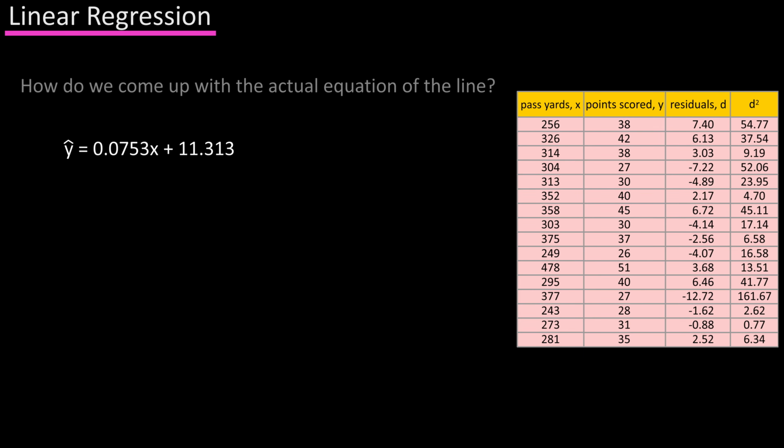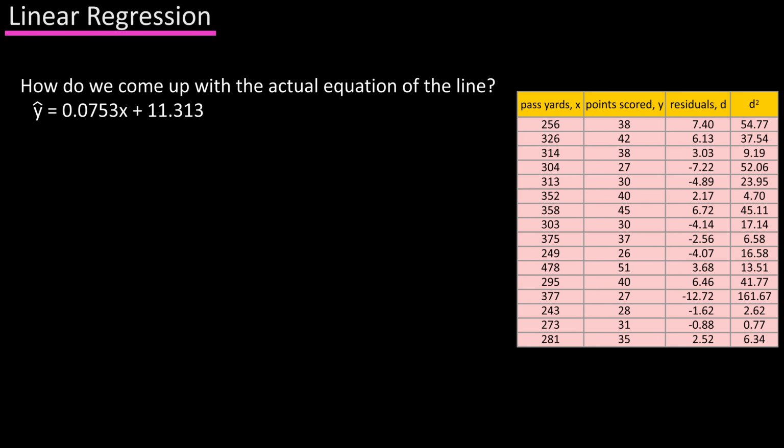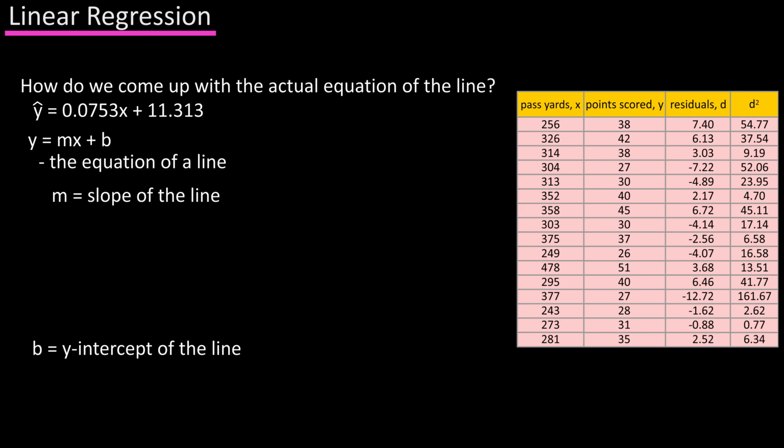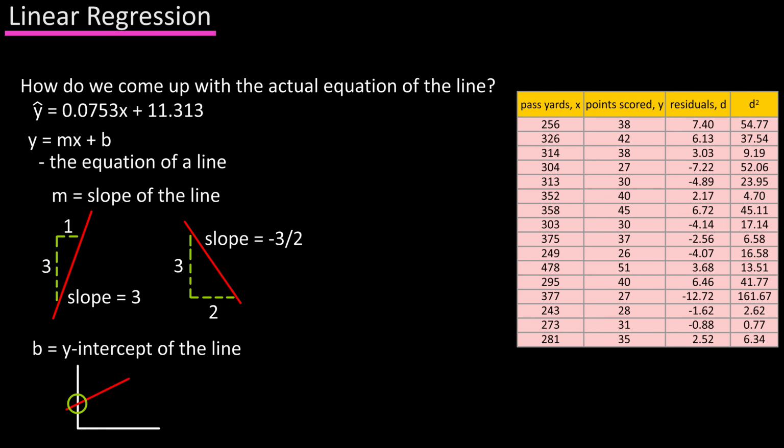Next, we need to look at how do we come up with the actual equation for the line of best fit. At some point in your life, you've probably seen this equation, y equals mx plus b, which is the equation of a line. In this equation, m is the slope of the line, and b is the y-intercept of the line. The slope is a ratio, so a slope of 3 means that from a point on the line, we rise up 3 units and run over 1 unit. And of course, slope can be negative. A slope of negative 3 over 2 means down 3 and over 2. And the y-intercept of a line is the point the line crosses the y-axis. So in our passing yards and points regression line, the slope is 0.0753 and the y-intercept is 11.313.